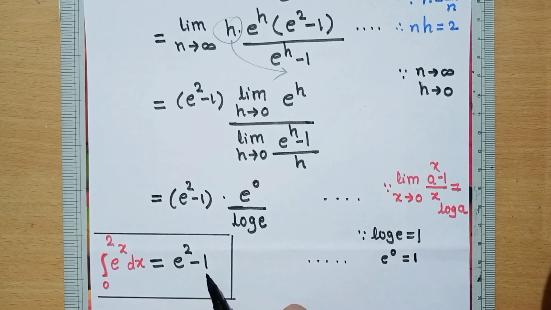This is our final answer, and here we have completed definite integration as a limit of sum. And the second method we are going to look at in the next lecture.